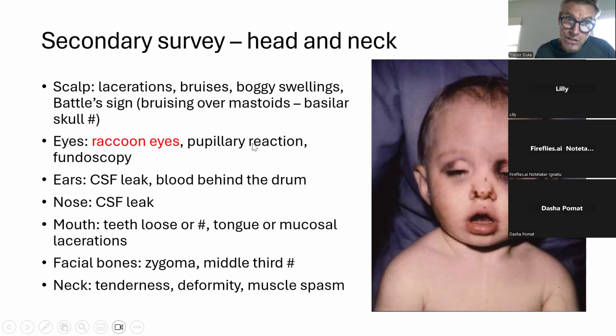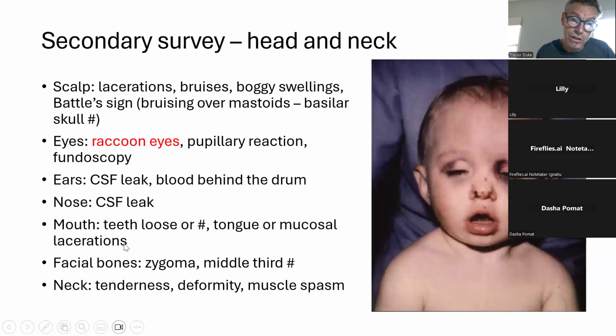Look for a pupillary reaction. Sometimes you can do fundoscopy. It's not always possible depending on the size of the pupils. Assess the ears to see if there's CSF leak, and if there's any fluid discharging from the ear, you can test that for glucose with a urine dipstick test. The same for fluid coming from the nose. You can test that for glucose. If it's positive for glucose, then it suggests that there is CSF leak from the ear or the nose. And again, that's consistent with a base of skull fracture. And that has implications for how you would manage this child with antibiotics for a period of time until the base of skull fracture is healed.